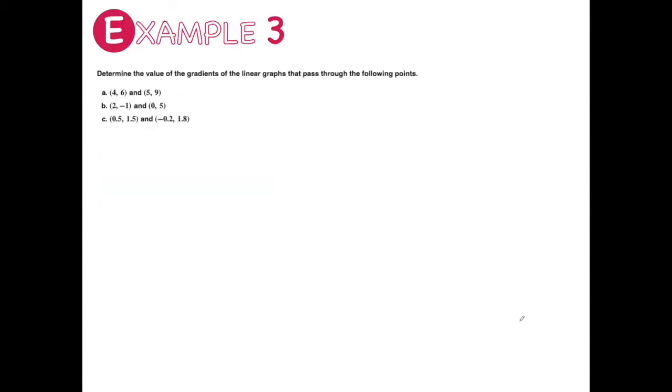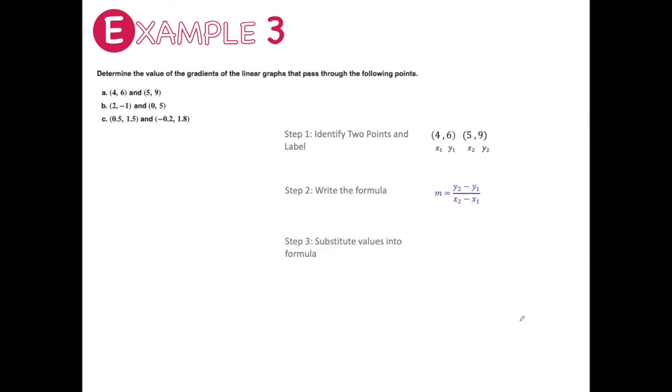So I can also calculate the gradient if I don't have a graph, but I'm already provided with my 2 points along my line. And to calculate the gradient, if I've got 2 points, the steps are going to be the same. The first step was to identify 2 points and label them. Well, we've been provided with the 2 points, but I can still go ahead and label them x1, y1, x2, y2. And then second step is to write the formula. So gradient equals y2 minus y1 divided by x2 minus x1. Third step, substitute in the values.